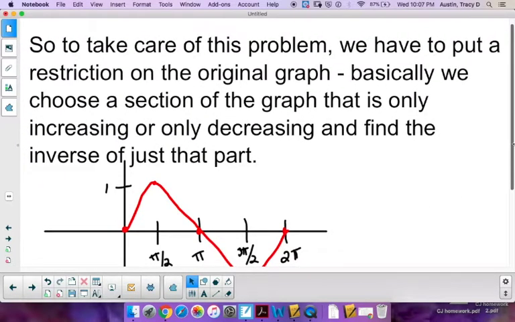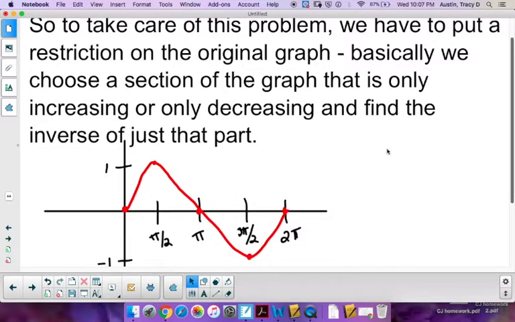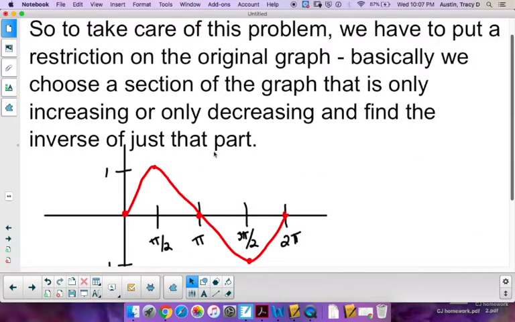Slide that down. Okay, so here's our normal sine function. If I were to take the inverse of the whole thing, we've already talked about it, it's going to fail. It's not going to be considered a function anymore. So basically, I take part of my graph, okay? I put a restriction on it. And I say, okay, I'm only going to find the inverse for a section of my graph that is only increasing or only decreasing the whole time, okay?